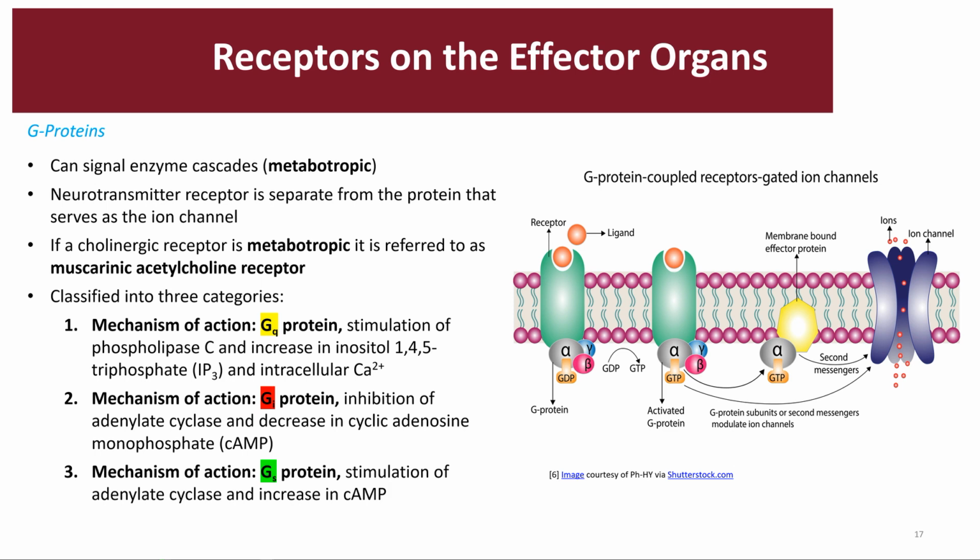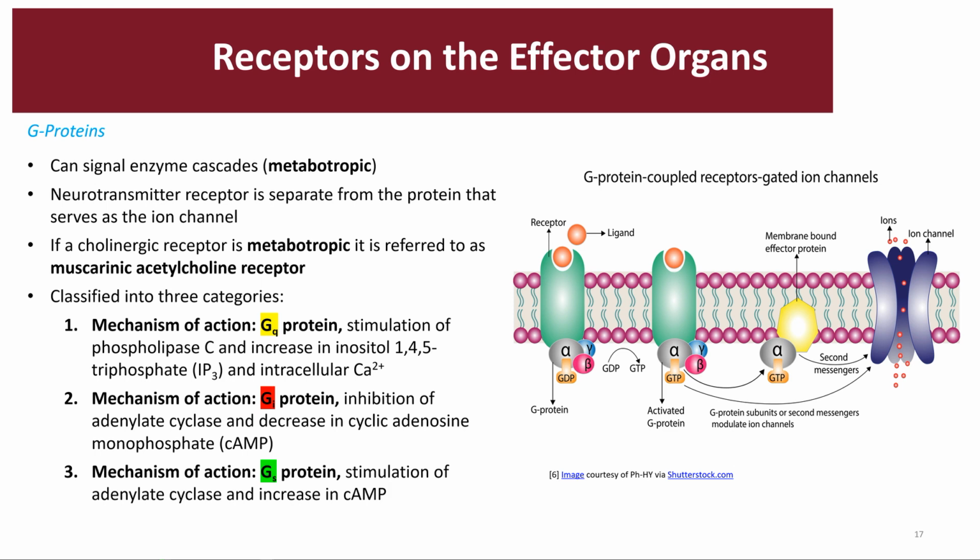The other kind of signal transduction pathway utilizes a protein complex called G proteins. They can signal an enzyme cascade, which are metabotropic. These neurotransmitter receptors are separate from the proteins that serve as the ion channel previously discussed. If a cholinergic receptor is metabotropic, it is called the muscarinic acetylcholine receptor. They can be classified into 3 categories. In all 3 cases, they follow a similar storyline.